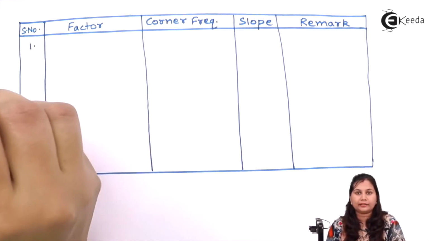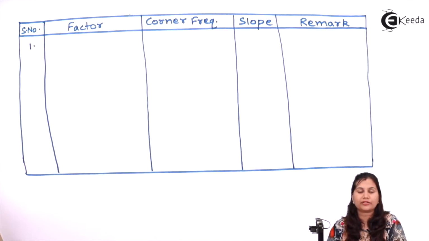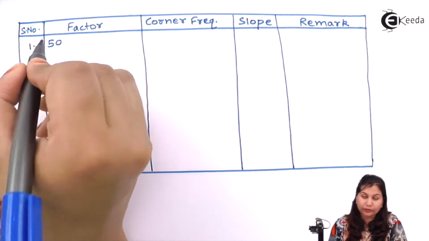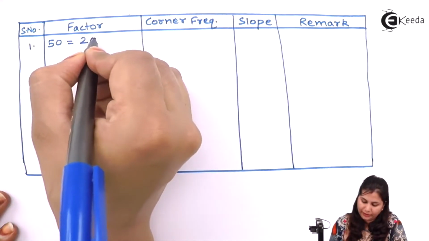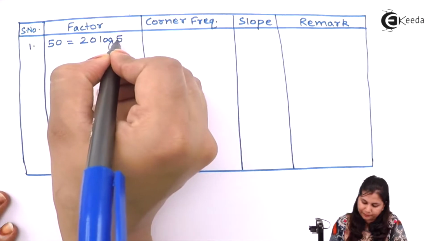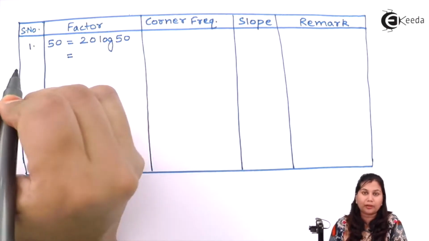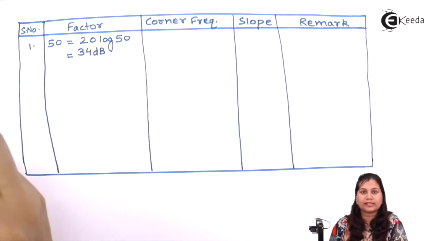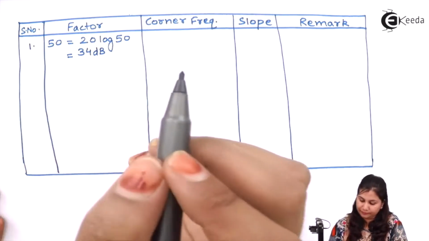So the first factor in the magnitude equation is the constant term. In the transfer function we have the constant term as 50. So the first factor is the constant term 50, and the magnitude of this constant term 50 will be given by 20 log 50. And when we calculate this 20 log 50, it will come out to be 34 dBs. Okay, so this is the magnitude of this constant factor 50.